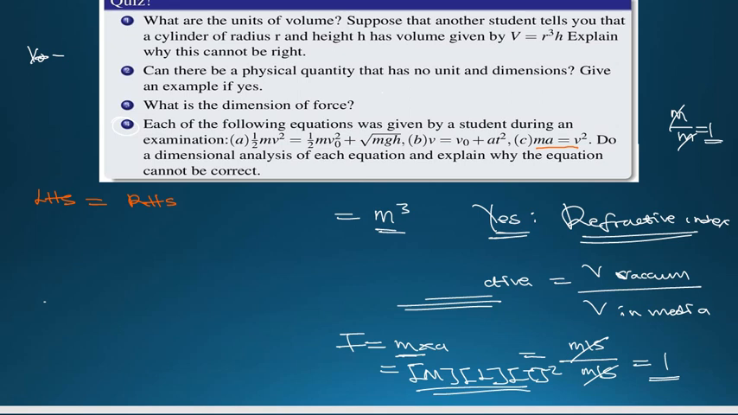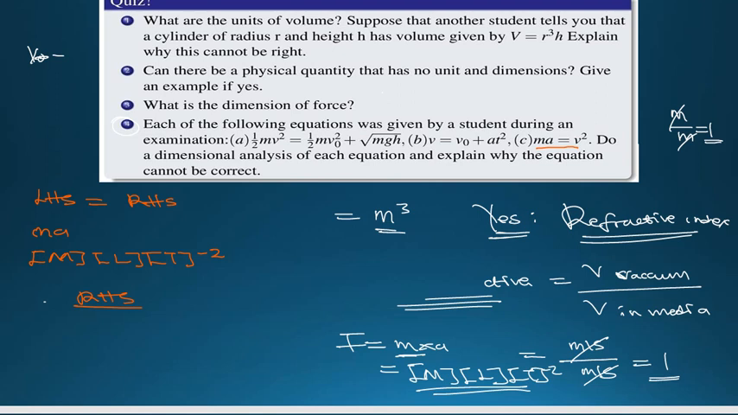The dimensions of mass is M, and the dimensions of acceleration is L t to the power negative 2. These are the dimensions of our left hand side. What about the dimensions of our right hand side?